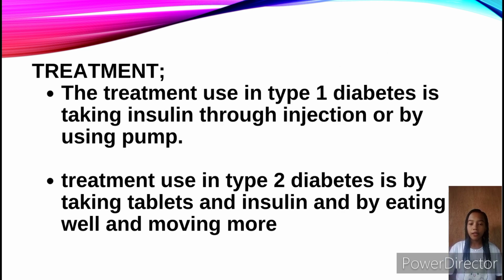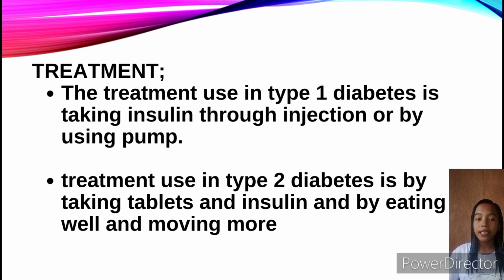There are two types of diabetes: type 1 and type 2 diabetes. Type 1 diabetes occurs when your immune system, the body system fighting infection, attacks and destroys the insulin-producing beta cells of the pancreas. It occurs quickly in a matter of weeks. The treatment used in type 1 diabetes is taking insulin through injection. Ang type 1 diabetes ay nakadepende sa genetics. Ibig sabihin po ay maaari itong mamana.